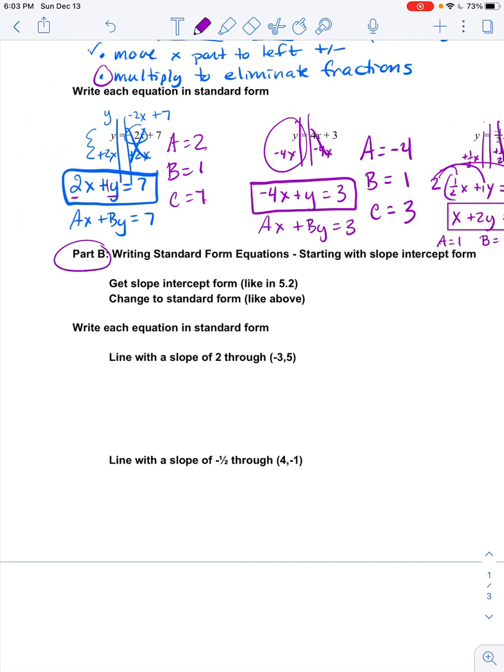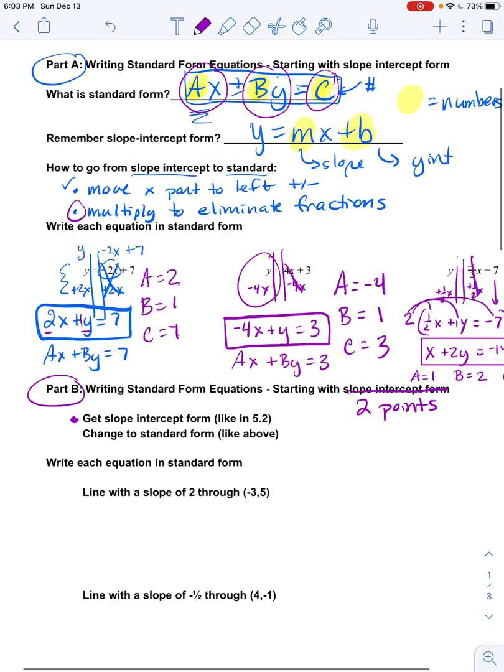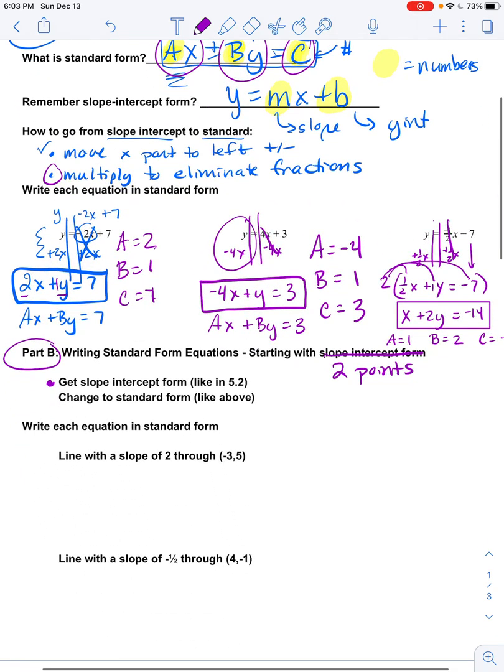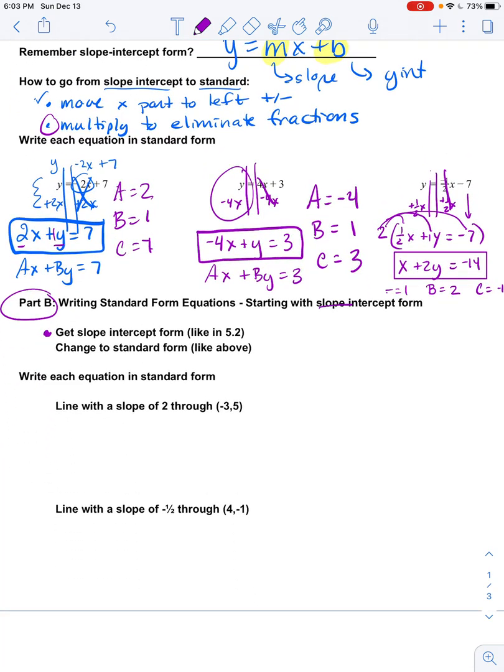But here in part B, we're going to have to think a little bit harder because we're going to be starting with, this isn't supposed to say that. This is supposed to say starting with 2 points. So we're going to do these 2 steps. We're going to get the slope-intercept form like we did before. Sorry, I'm checking to see. I'm going to make it match up here. Part B up here says starting with a point and the slope. So we'll do starting with a point and the slope. Sorry about that. I want them to match.